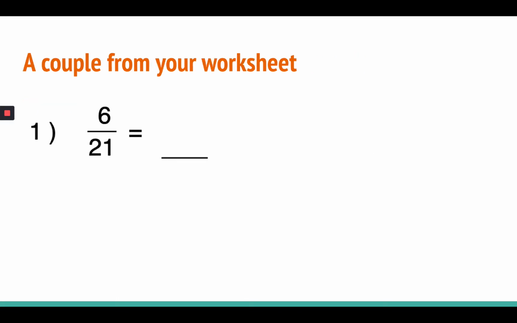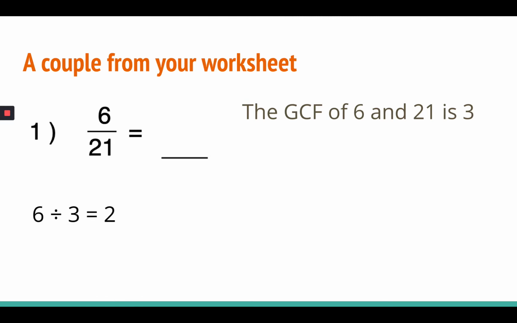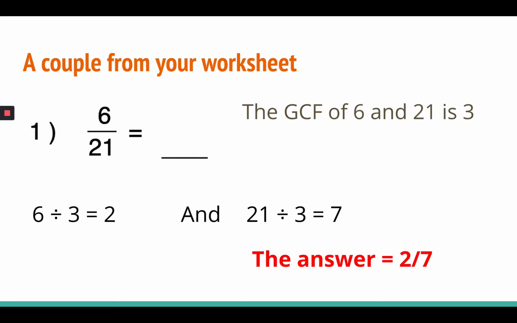So we're going to do 3 examples from your worksheet. So this is from your actual assignment today. First example is 6/21. First, determine the GCF, which is 3. 3 goes into both the 6 and 21. 6 divided by 3 is 2, and 21 divided by 3 is 7. The answer is 2/7. Again, we found out that 3 went into both 6 and 21, and we divided both the top and the bottom by 3.